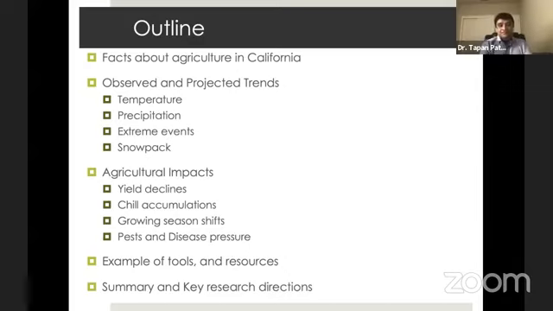Okay, so today I'm going to talk very broadly about climate change. The first part of the talk is mostly going to be what we have observed in the past, and also what we are going to see in the future in terms of trends in temperatures or precipitation, extreme events, including floods, droughts, or heat events, and snowpack, and how those trends are evolving or changing over time.